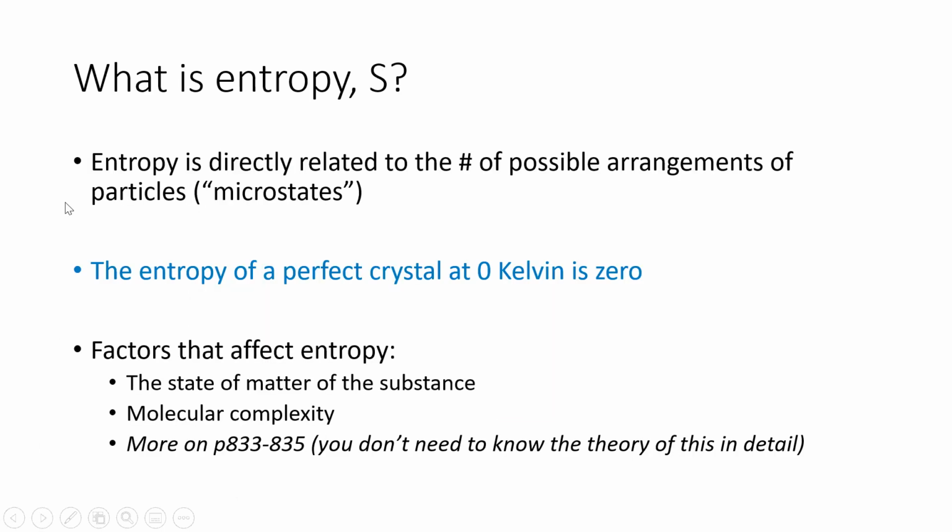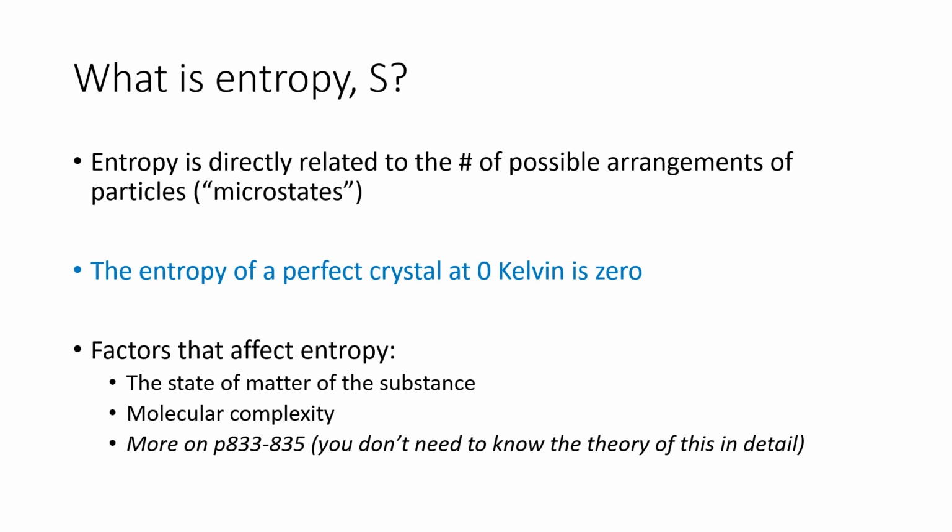Entropy, the definition has to do with a number of possible arrangements of particles. We refer to that as microstates. And thinking about what zero entropy is might help us understand what entropy is better. The definition is: the entropy of a perfect crystal at 0 degrees Kelvin is 0. 0 Kelvin means there's zero kinetic energy, so the particles are not moving around at all. And it's in a perfect crystal. So imagine perfectly orderly, no movement. That is what zero entropy is.